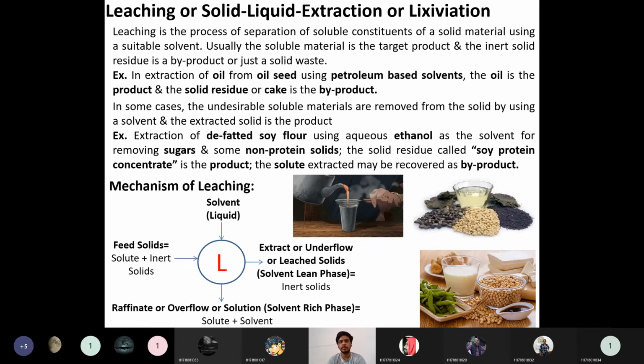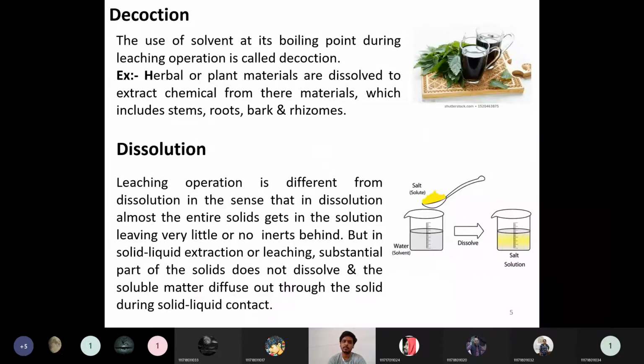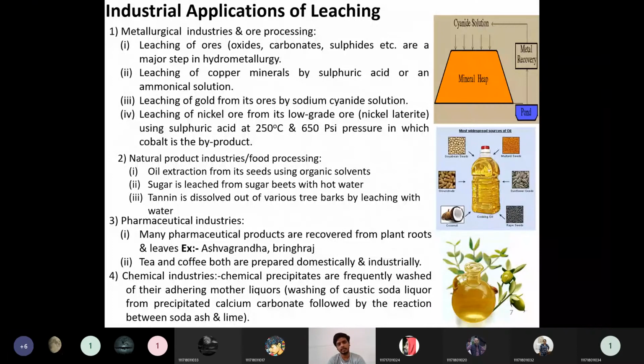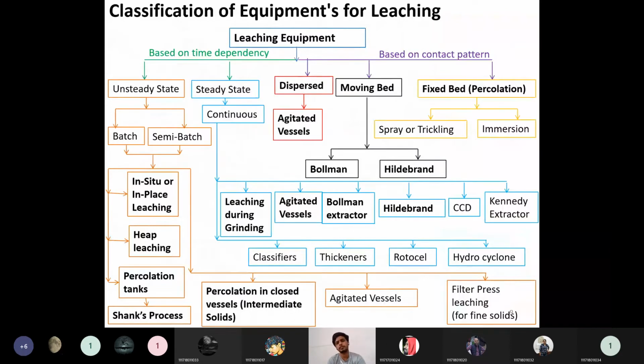The leaching, we already defined, solid liquid extraction or lixiviation we can call. And the steps inside leaching, what are the steps? Then decoction, dissolution, what are the other terms which we may popularly confuse with other types of operations, like decoction, dissolution, elutriation or elution, all this. Then industrial applications of leaching we have also seen. Then the factors influencing rate of leaching. Then the classification, which to some extent we have already discussed.